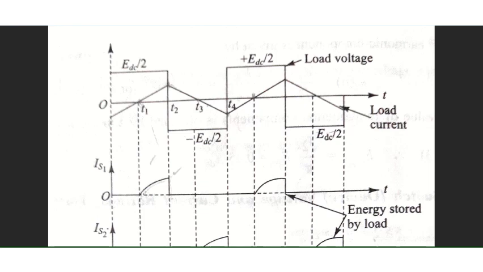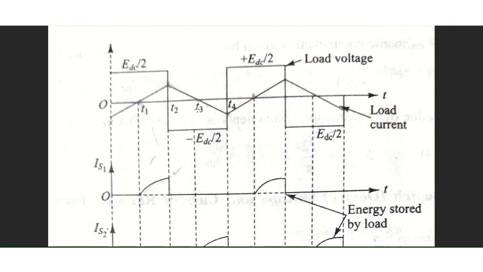Observe here, switch S1, or you can call it T1 also. So the current is gradually rising between T1 and T2, and the voltage is also plus EDC by 2. Since both the polarities of the load voltage and load current are positive, the energy is stored, right?